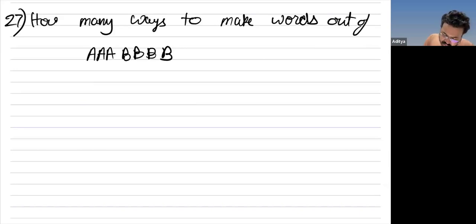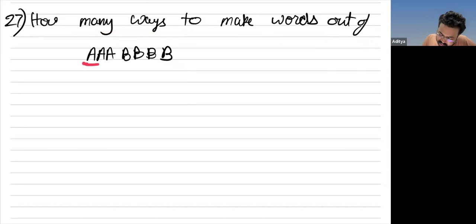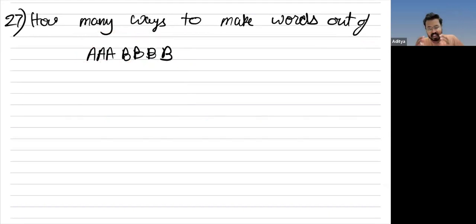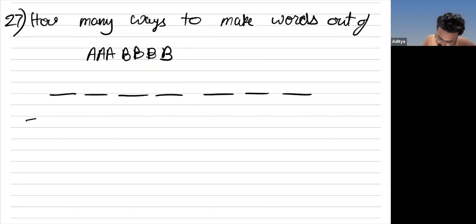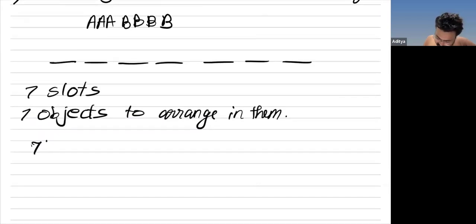So this type of question we had done in previous classes. Exactly this type of question we had done. So here we have 7 objects and we want to arrange them on a line. What we'll do is take the 7 objects and initially just arrange them in 7 factorial ways. So we'll say that we have 7 slots and 7 objects to arrange in them. Then the number of ways will be simply 7 factorial, because you can ask each slot which object you want.